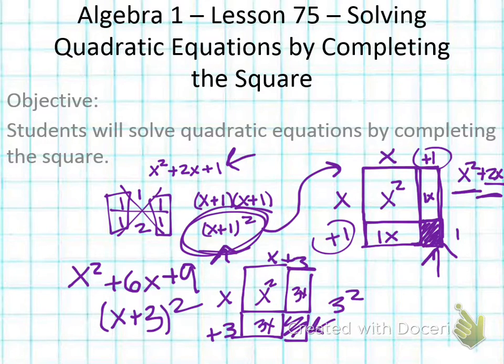Okay, so that's what we're doing. The purpose of this is to manipulate the equation that we're given by adding some constant to it in order to make a perfect square binomial.